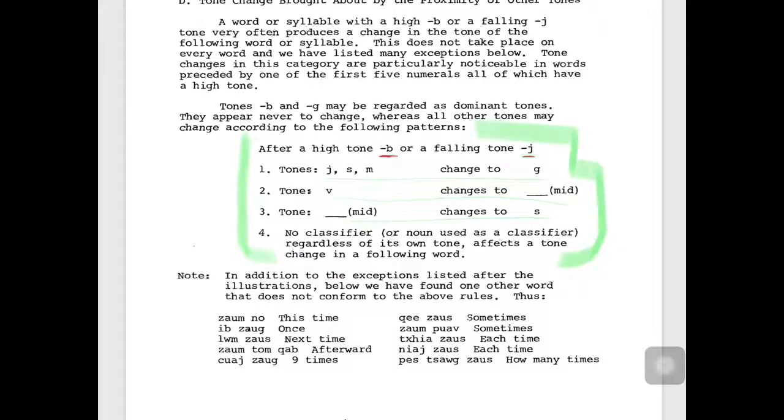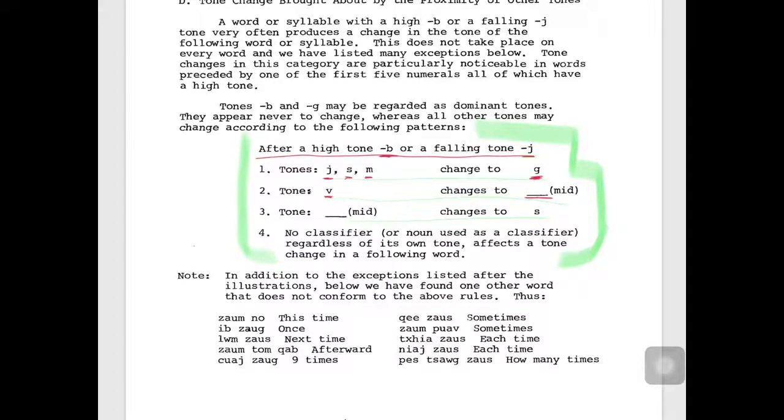there's a line that says after a high tone B or a falling tone J. So when there's a word that has either high tone B or a falling tone J, then the next word will be affected in the following ways. For example, if the next word ends in a J tone, it will turn to a G tone. If it ends in an S tone, also a G tone. If it ends in an M tone, also a G tone. However, if it ends in a V tone, it will turn to no tone.